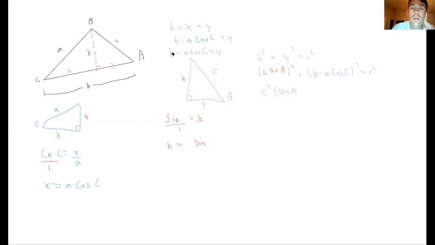What if we use angle C and side A? What would that have done for us? Angle C and side A. We get A times sine of C. Let's try that instead. Because the reason being, if you notice, we get A sine of C.